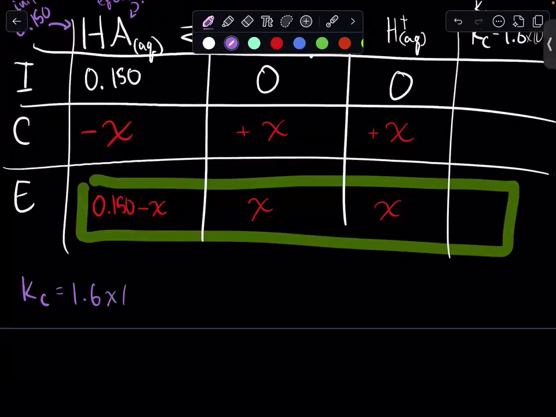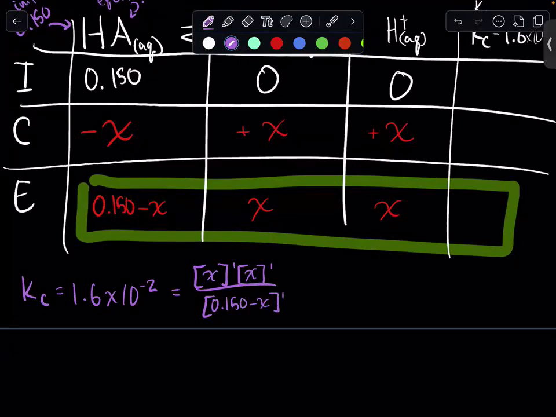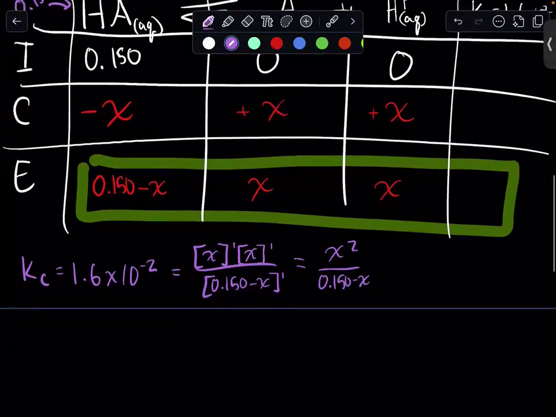It's 1.6 times 10 to the minus second. And that's going to be equal to x to the power of 1 times x to the power of 1 divided by 0.150 minus x to the power of 1. So to simplify, we have x squared divided by 0.150 minus x. And that, once again, is equal to 1.6 times 10 to the minus second.